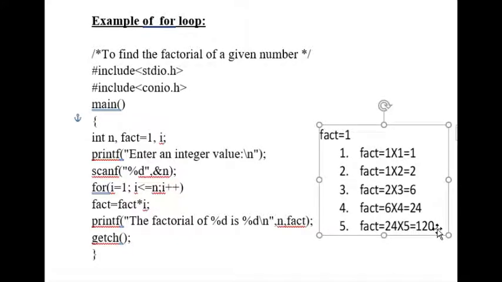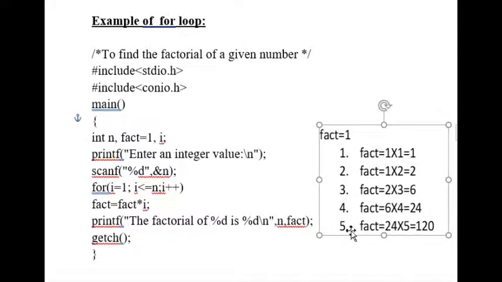Now the next iteration will not come, because the maximum value of n has been reached, which is 5. As I mentioned, in our example we have taken the value of n as 5, the maximum value is 5. We want to find out the factorial of 5, which is equal to 120. Actually factorial 5 is equal to 5 into 4 into 3 into 2 into 1, or you can say factorial 5 is equal to 1 into 2 into 3 into 4 into 5.